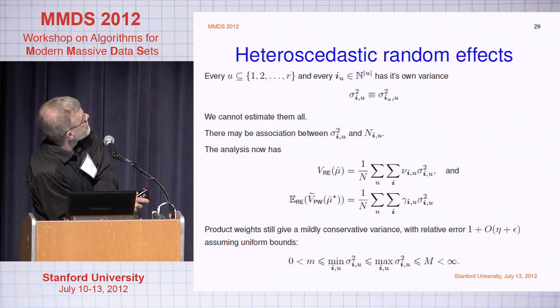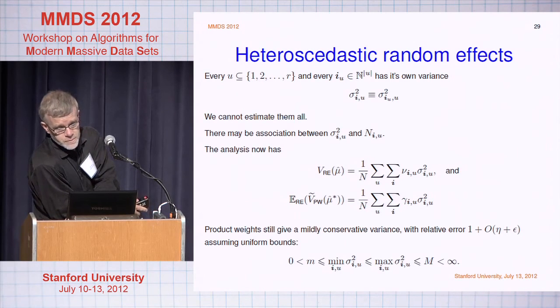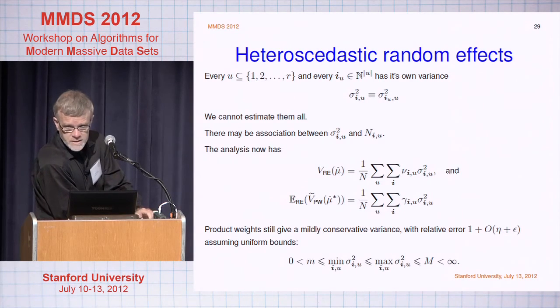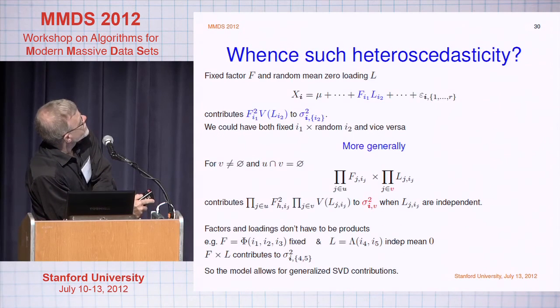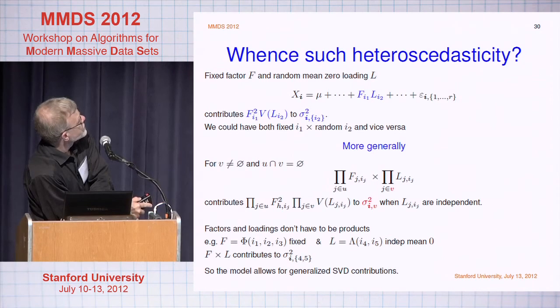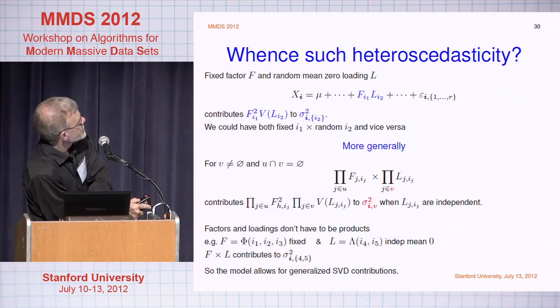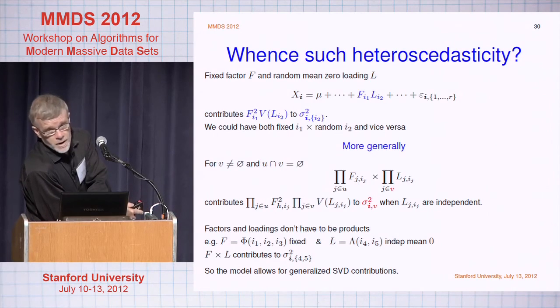What's happening here is every individual person-movie combination has its own specific variance. As long as those are bounded above and below, then we can still do this bootstrap. You don't have to estimate all of those. There are more variances than there are data points that you'll ever get. Where might that come from? You can generalize a factor model. In the usual factor model, you have something for the row, something for the column. You could generalize it to be some fixed thing about an arbitrary subset of variables and a random thing about the complementary subset. And that would get you into that model that I showed you.